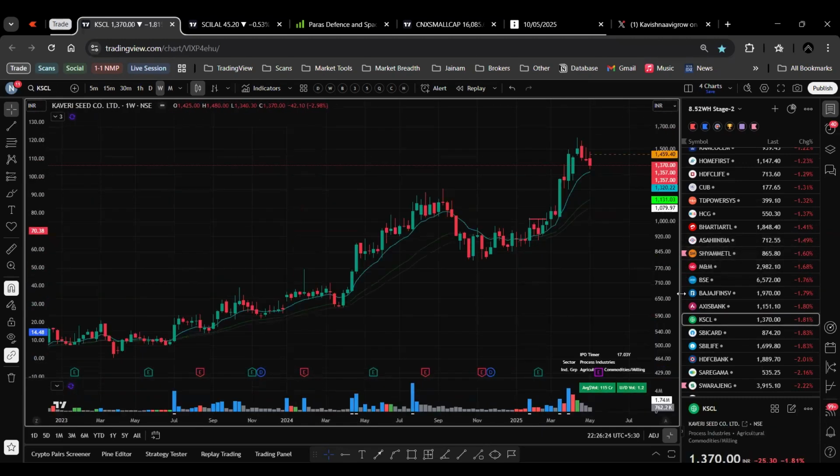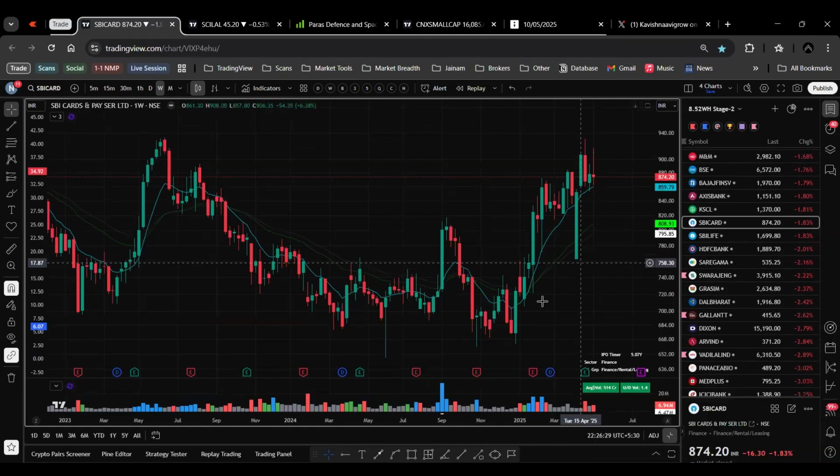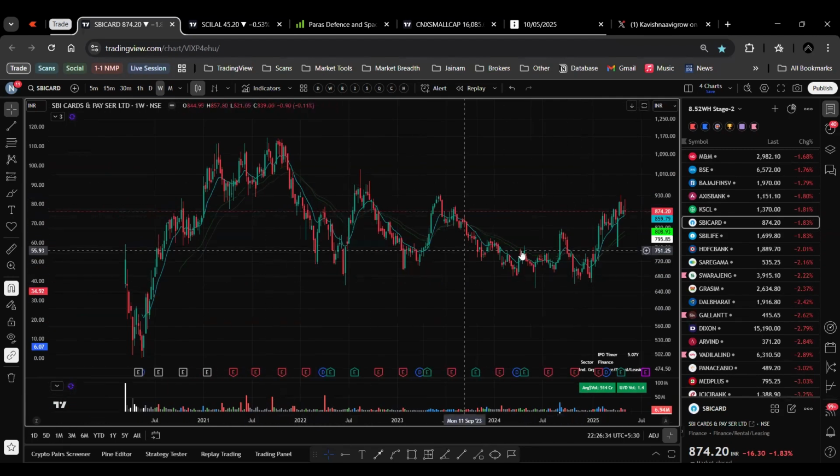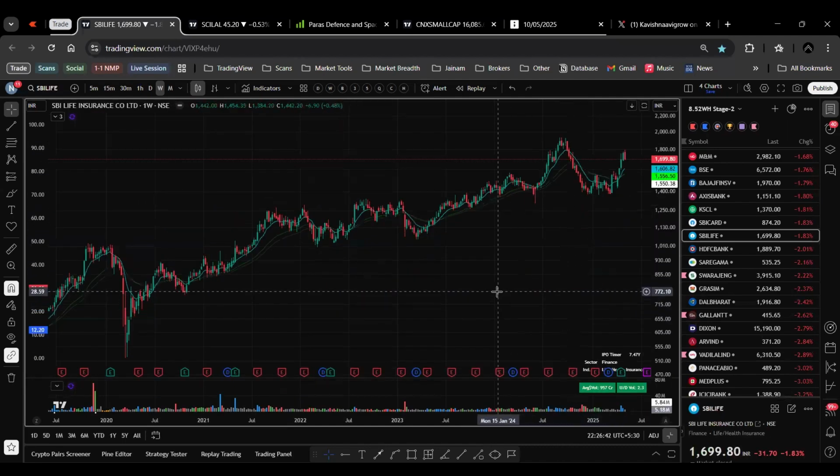Axis, no. HSCL, yes, it's a good stock. SBI card, no. The quality of the up move is not that great. And if you see, it's forming a very big base with not much power towards the right side.